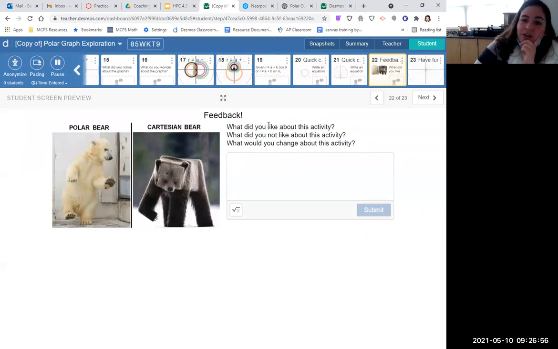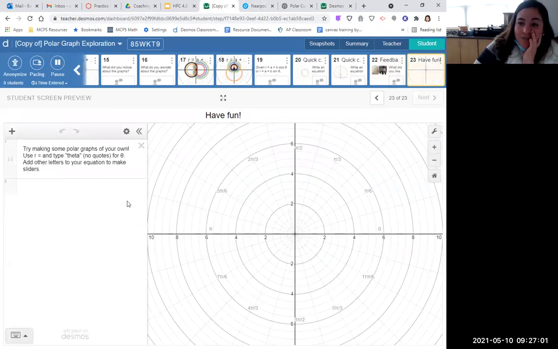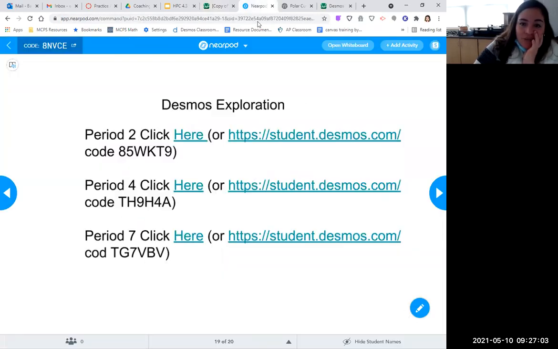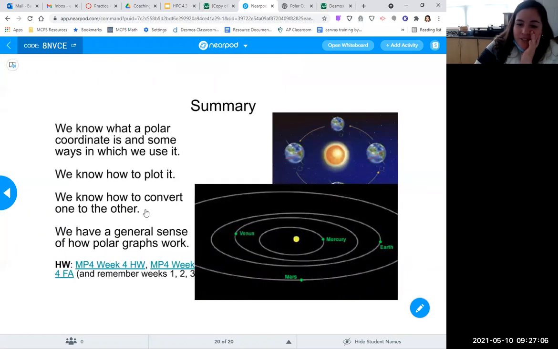All right, so that's pretty much it. Feedback: what did you like about this activity? What did you not like? What would you change? If we have time, you'll make some polar graphs of your own. But if not, we'll just summarize and close.